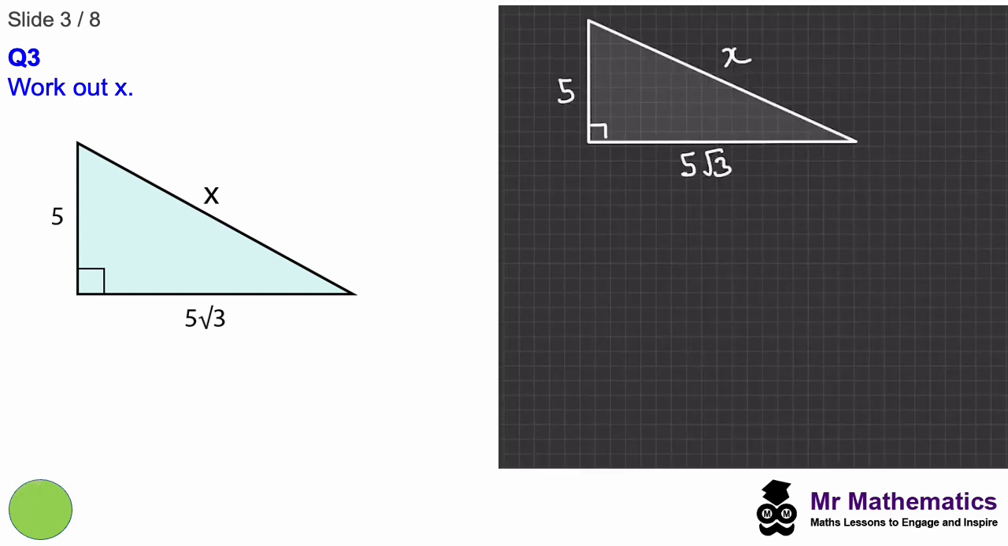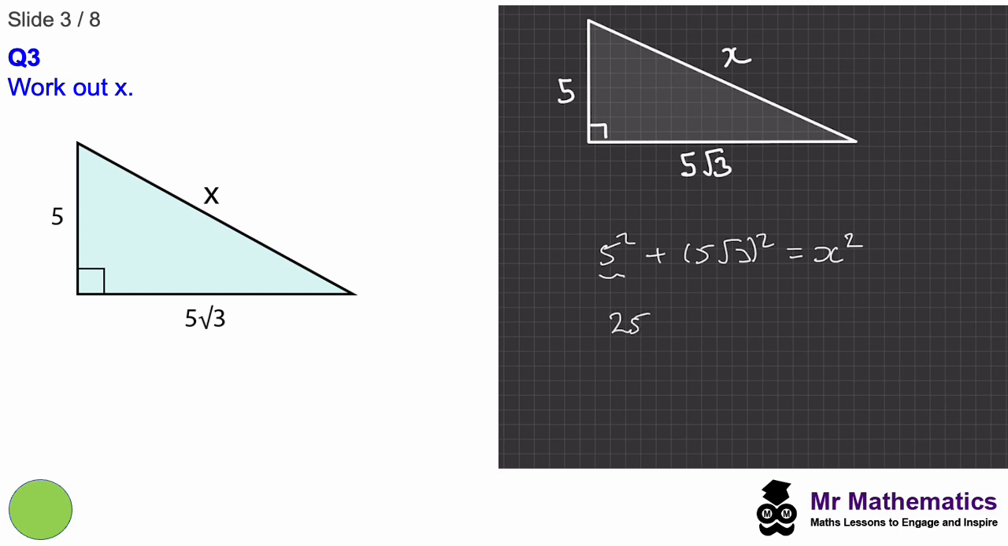So we've been asked to work out the length of x in this right angle triangle. And we're going to use Pythagoras' theorem, where we have 5 squared plus 5 root 3 all squared will equal the area of a square on the hypotenuse side, so x squared. So this 5 squared becomes 25.